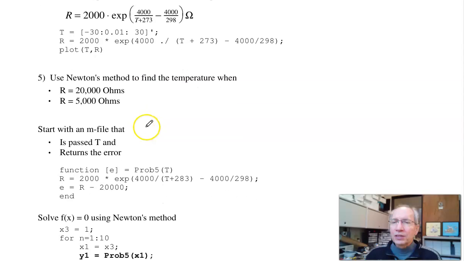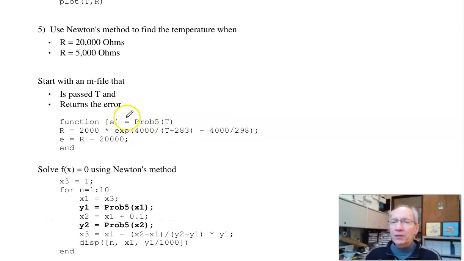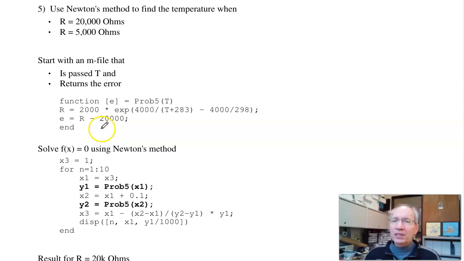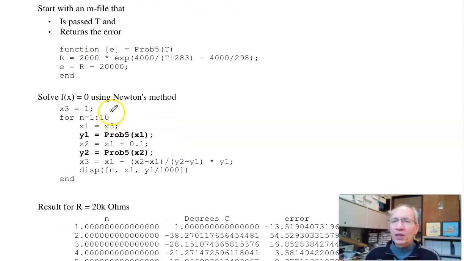Or 5,000. So what I'll do, again, I'll set up a function, calling it problem 5. I pass T, I return the error. And the error is, I'll calculate the resistance. How much is the resistance away from 20,000 ohms? I'll now use Newton's method to drive the error to 0. I'll guess it was 1 degree Celsius. That's my first guess. Now start iterating to drive the error to 0.